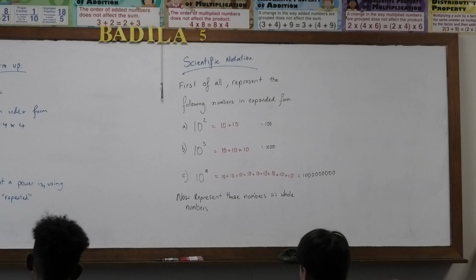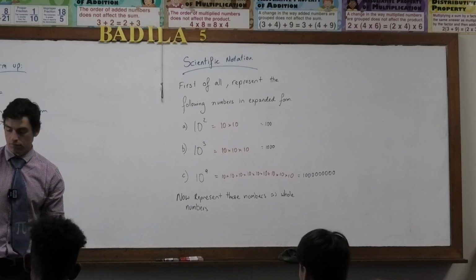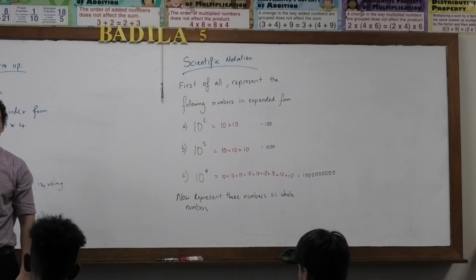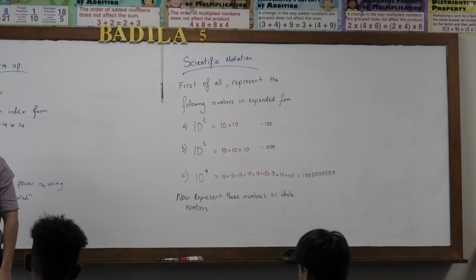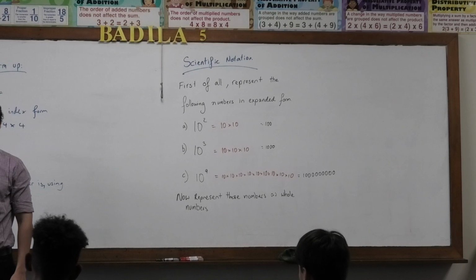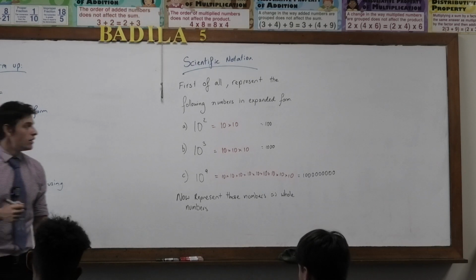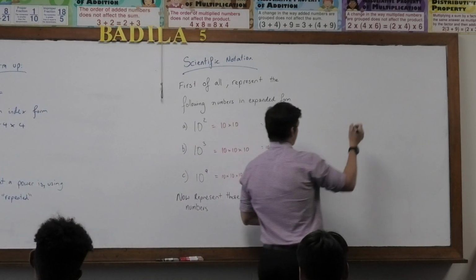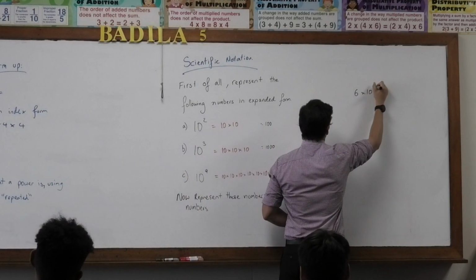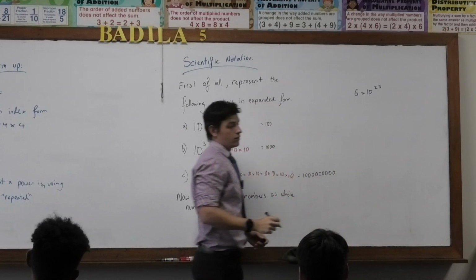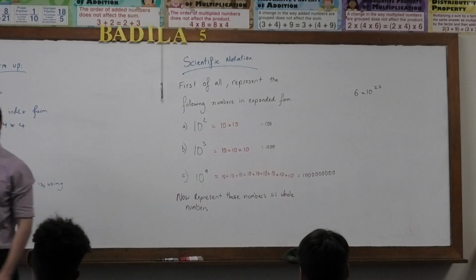How many atoms do you think you've got in your fingernail? Millions? Is that it? Just millions? Hundreds. More. About this many. Okay, about 6 times 10 to the power of 23 atoms in your fingernail.